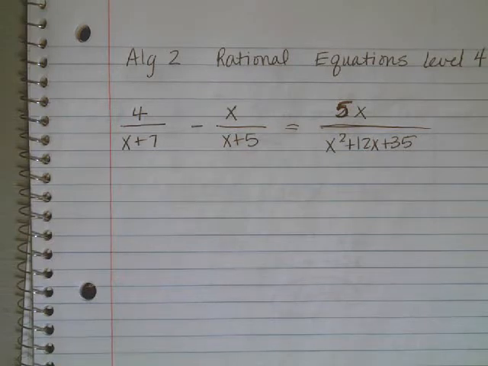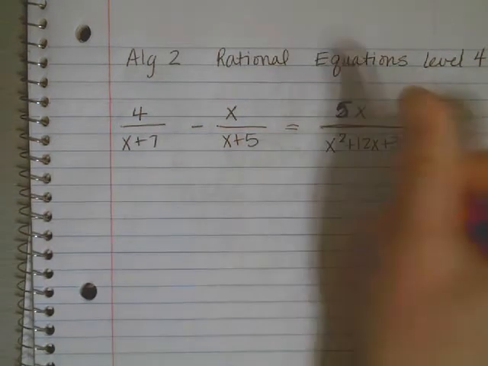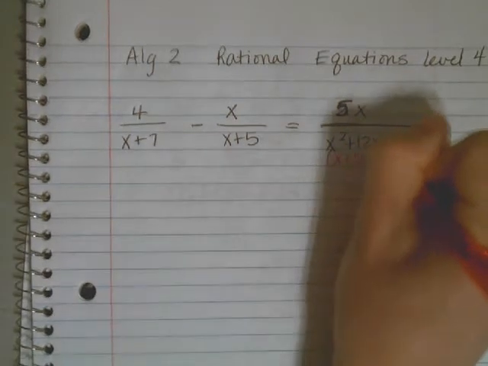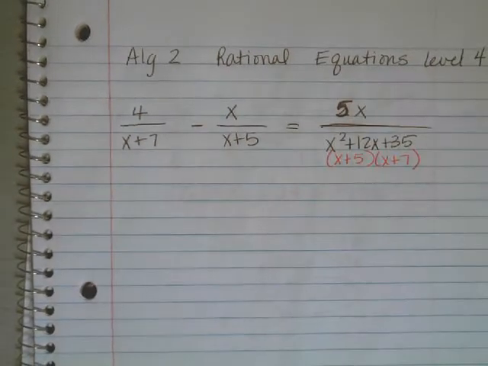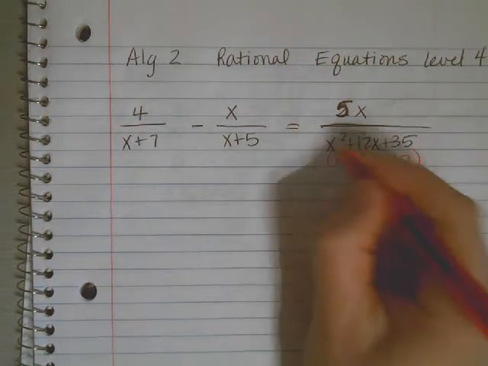Here's your last video for rational equation solving. Just like the last time, we've always been trying to find a least common denominator, but sometimes they look a little different. For example, this one I've got a quadratic here, but I know it factors into x plus 5 and x plus 7. Because you have such amazing factoring skills, you shouldn't have any trouble doing that.